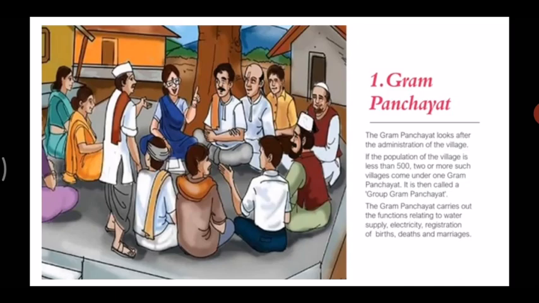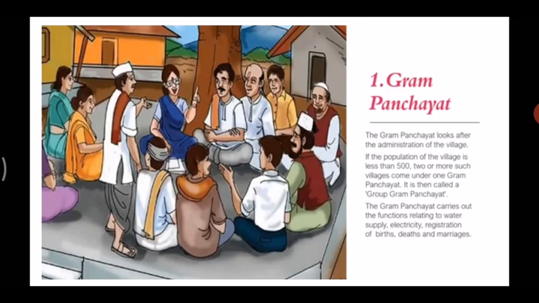A Gram Panchayat can be established for a village having a population of minimum 1,000 people and maximum 25,000 people. If the population of the village is less than 500, then two or more villages can come under one Gram Panchayat. It is then called a group Gram Panchayat. That means if the village has less population, then two other villages can join and then it is called a group Gram Panchayat.